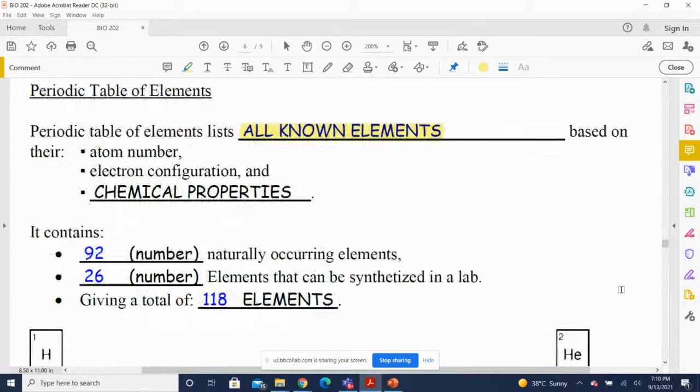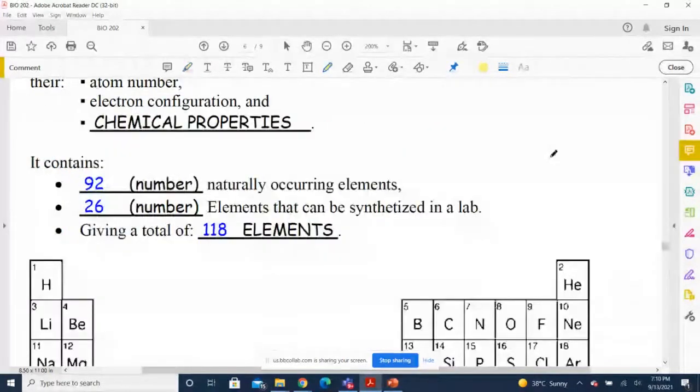We ended up finding that there are 92 naturally occurring elements. And in addition to that, we have 26 elements that can be made in a lab, but don't really exist naturally or don't remain around in most normal settings. So you need to do something funky to make those happen. That gives us 118 elements that we're going to be interested in, and all of those 118 are listed on the periodic table of elements.